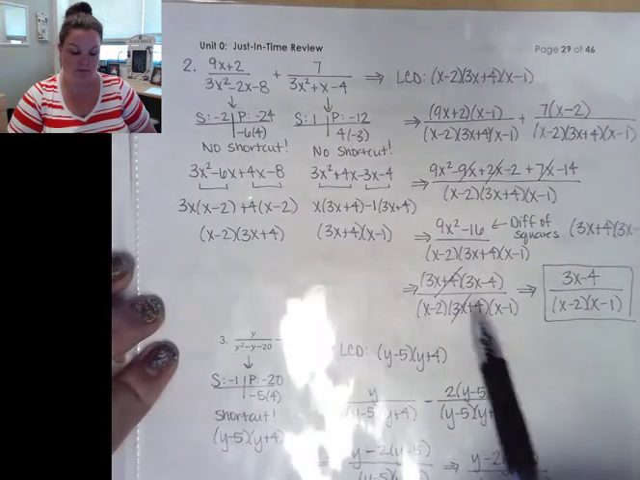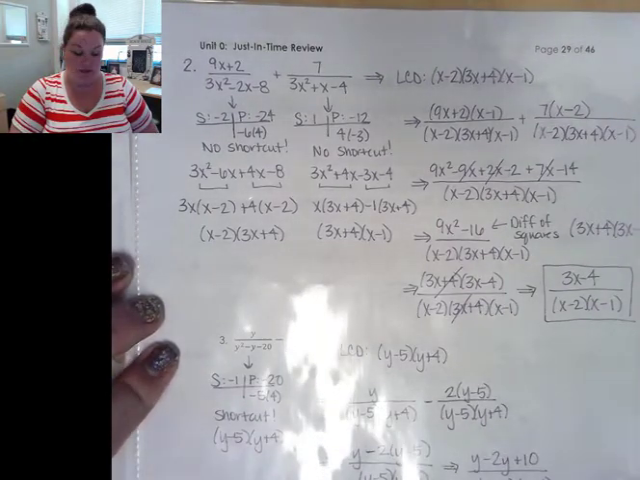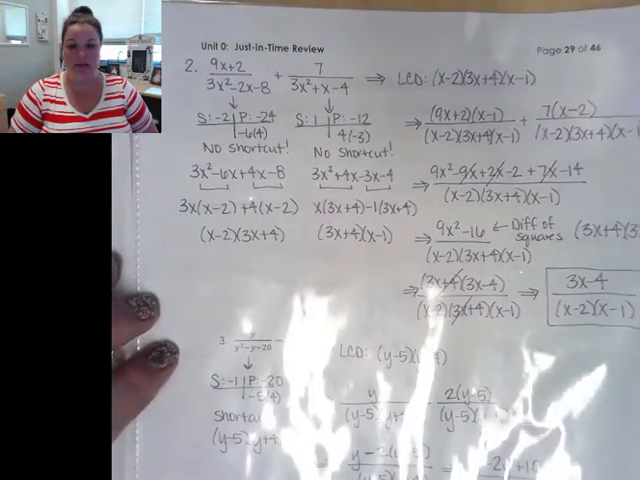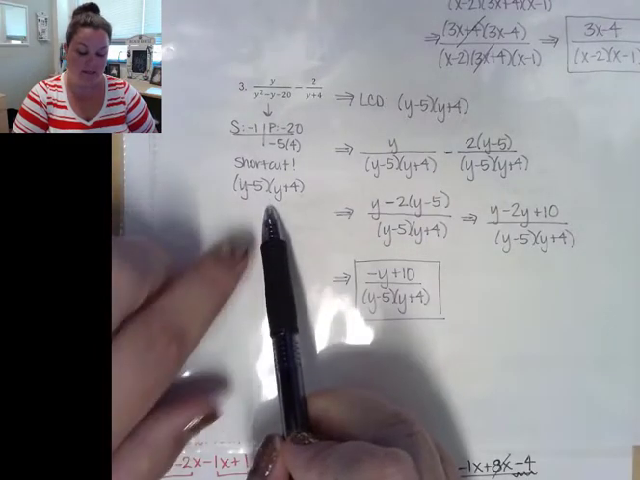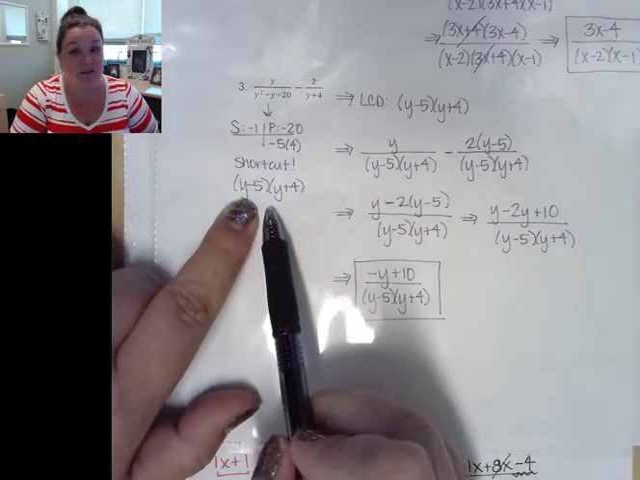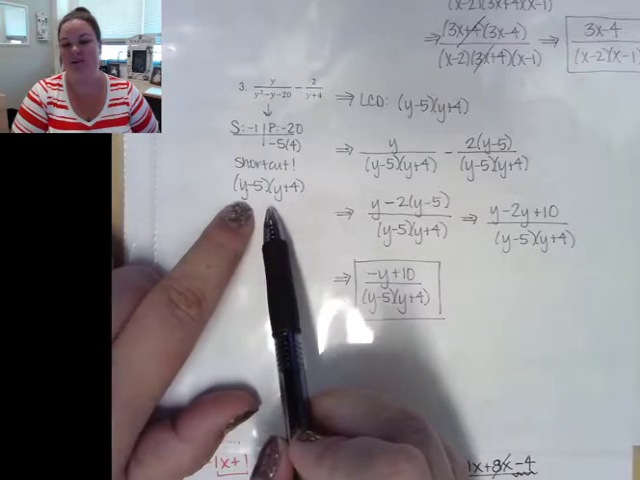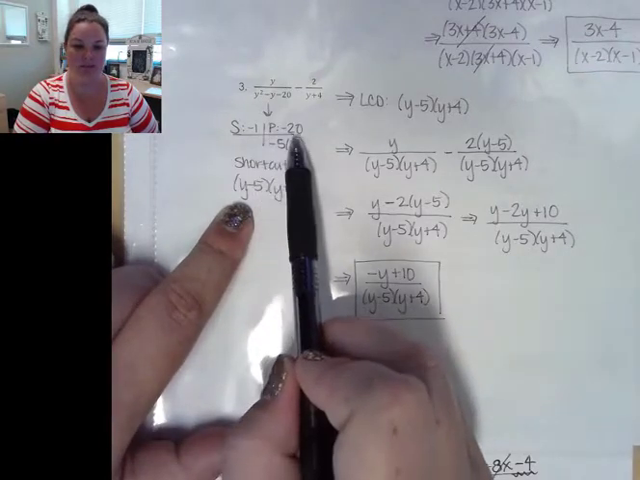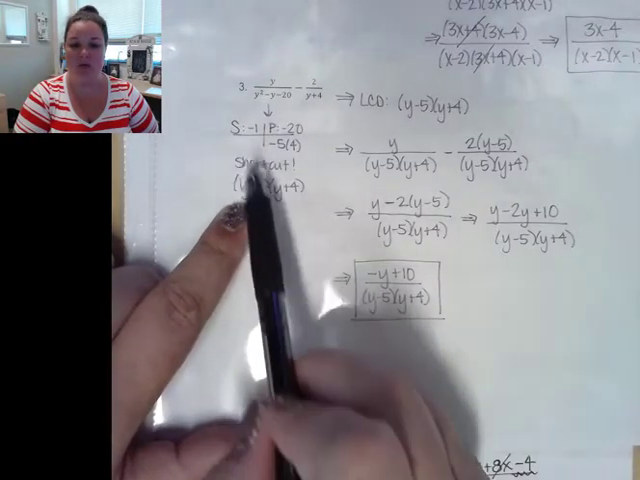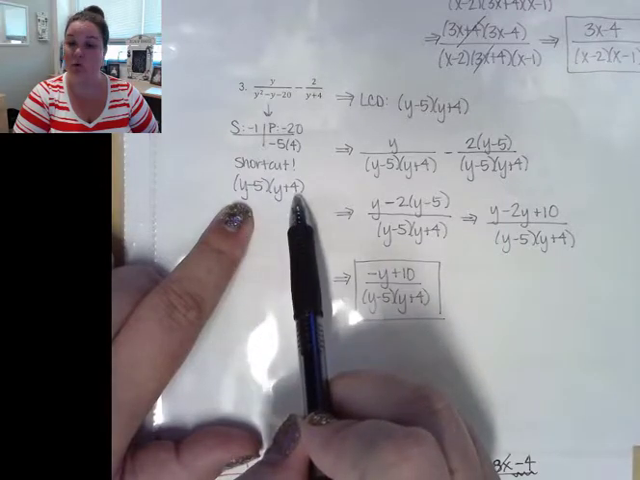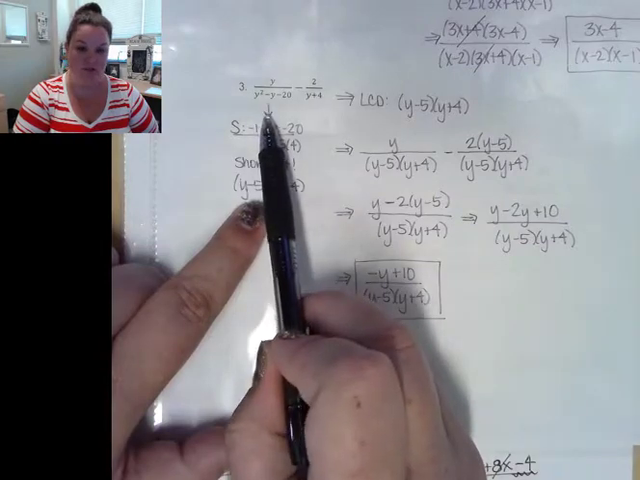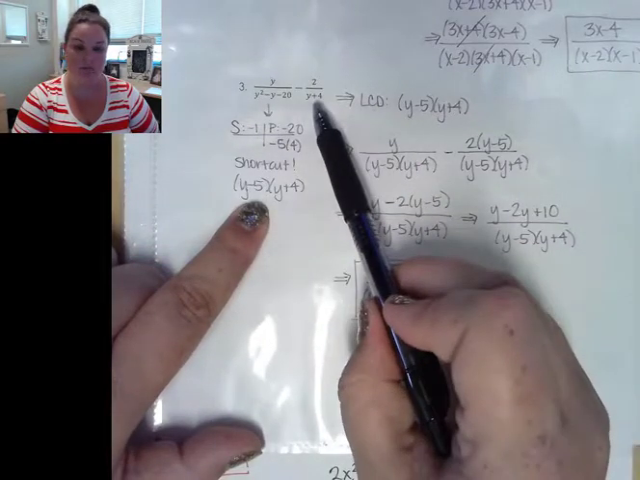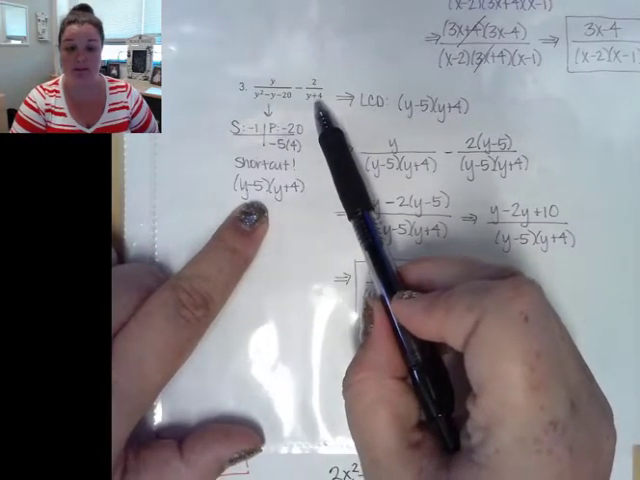Okay. All right. So let's go ahead and look at the last one, number 3, which hopefully is a little bit easier than number 2 was. So number 3, we only had to factor one denominator, and we were able to use the shortcut. Yay! So the first denominator, to get a product of negative 20 and a sum of negative 1, we're going to use negative 5 and 4. So this is the denominator of the first term. Denominator of the second term, it doesn't factor, so it's just y plus 4.